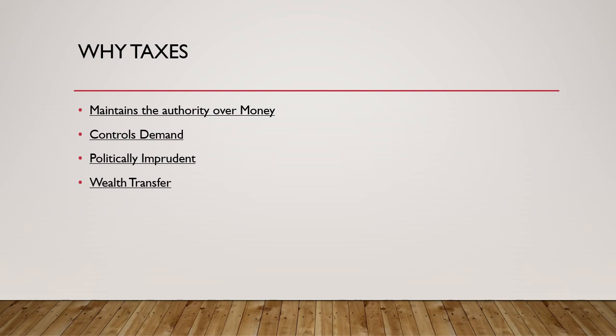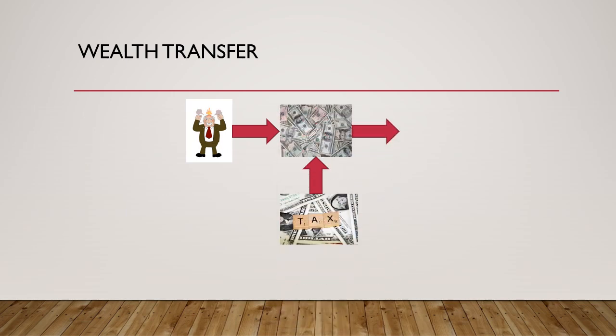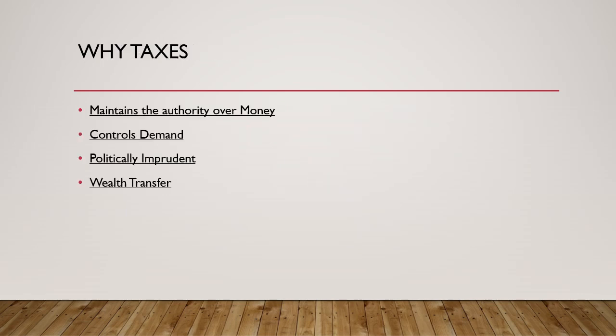Fourth point, it's a tool for wealth transfer. So, due to taxes, the government takes money from person A and gives it to person B for its welfare programs. So it's a tool for wealth transfer in the economy.